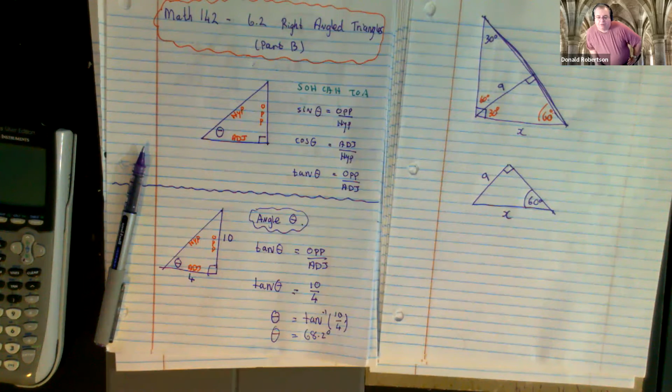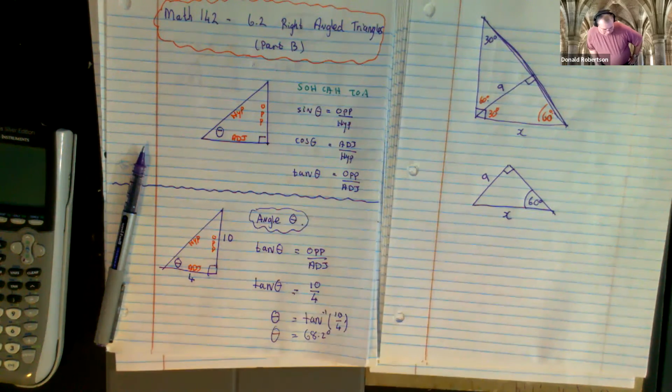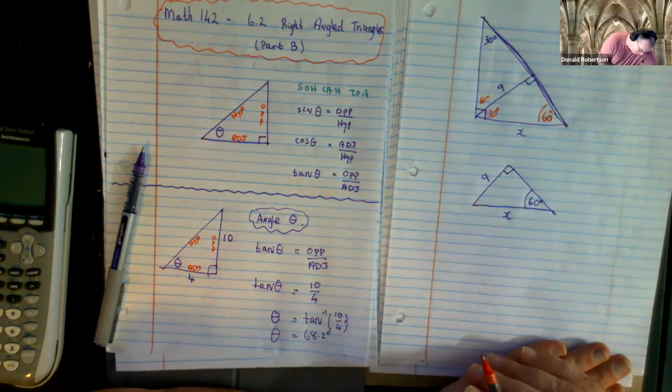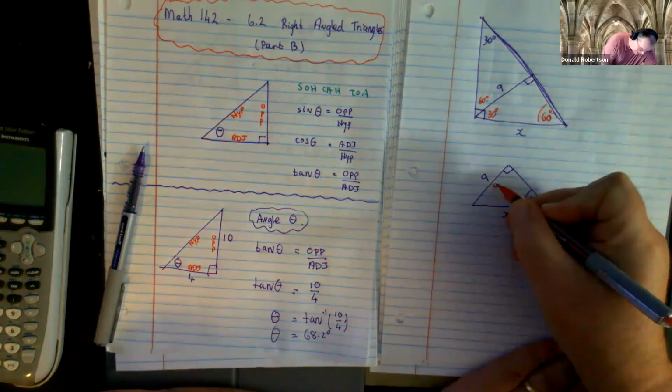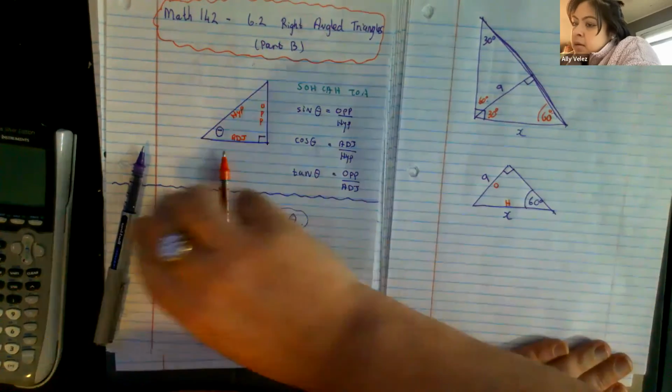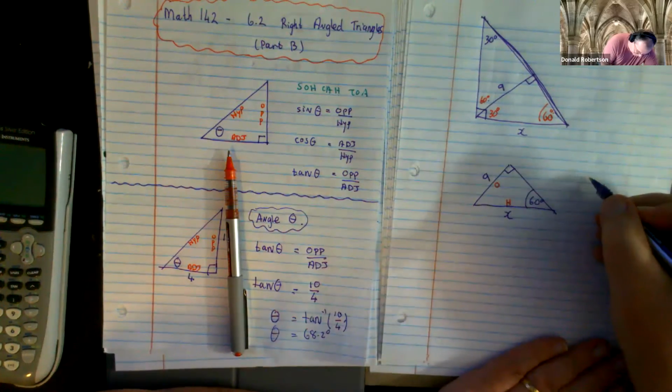I got my triangle, I got 9 and I've got X. What do I do next? Name the sides. Okay, what's 9 going to be called? Opposite. And X? Hypotenuse. And which trig uses those two guys? Sine.